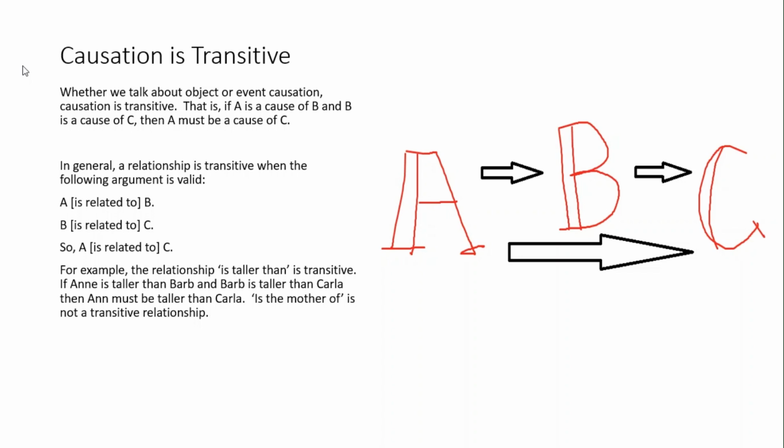What about the relationship "has the same nickname as"? If Anne has the same nickname as Barb and Barb has the same nickname as Carla, does that require that Anne have the same nickname as Carla? Well, no, Barb could have two different nicknames, one in common with Anne and another in common with Carla. They could all share the same nickname, but that's not enough to make the argument valid. It's not enough to make the relationship transitive because A doesn't have to have the same nickname as C.